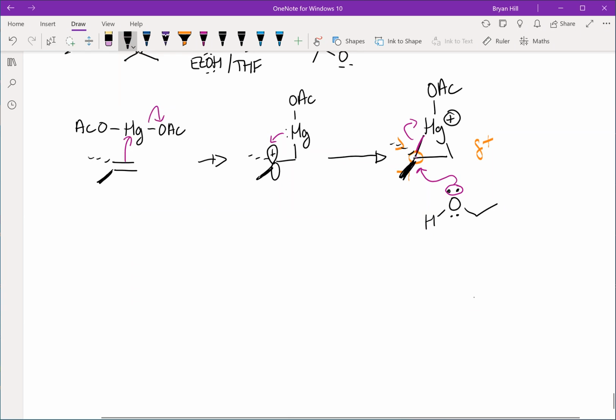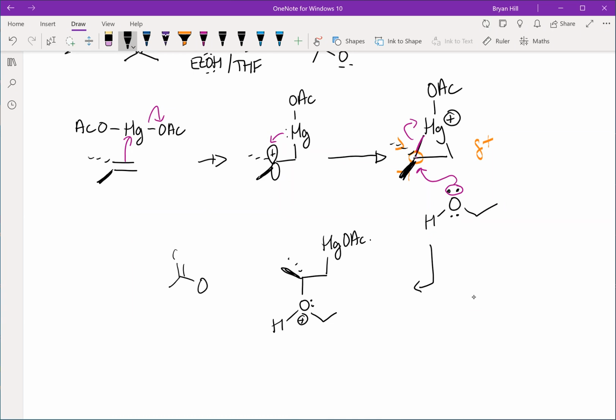Then we have a little intermediate here, which looks like this. And the proton on what will become the ether just gets removed. You can remove it with the solvent, or you can remove it with the acetate anion, which left originally right here, and this will come along and grab the proton. You can use ethanol to deprotonate it too. And that gives us our intermediate, which will then later get reduced.